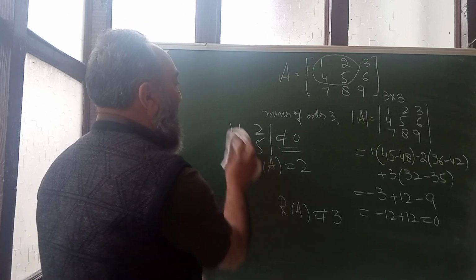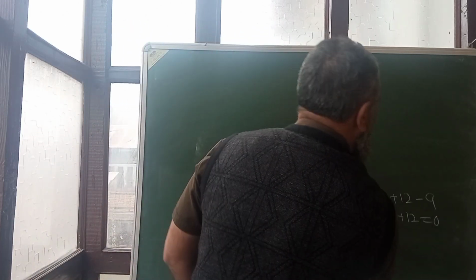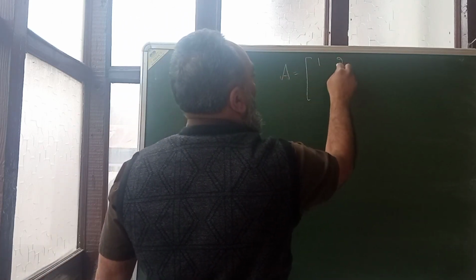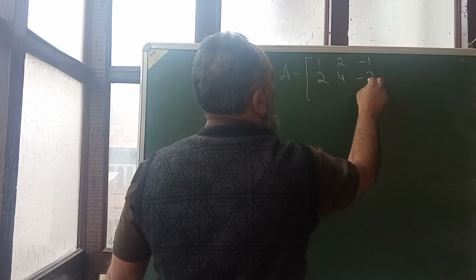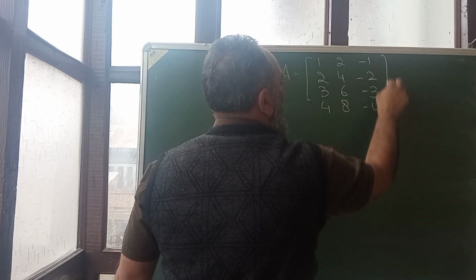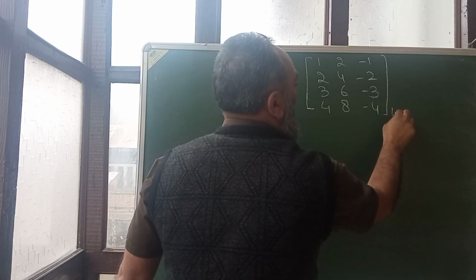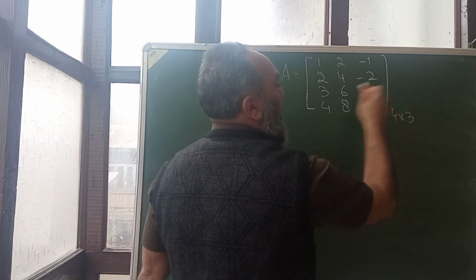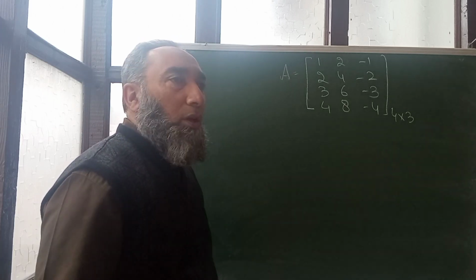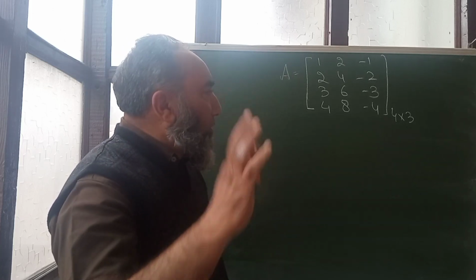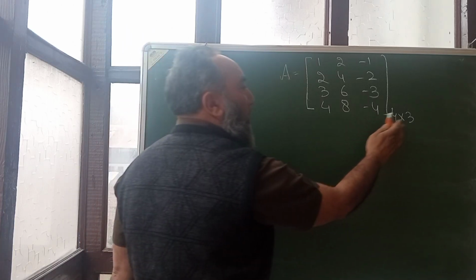Let me give you one more example, which will be a simpler one. A equals 1, 2, minus 1, 2, 4, minus 2, 3, 6, minus 3, 4, 8, minus 4. This is 4 by 3: 4 rows and 3 columns. Horizontal lines are known as rows and vertical lines are known as columns. You know everything about matrices, their operations, adjoint, inverse, symmetric, skew symmetric, orthogonal, unitary, etc. You know that. Now, this is a matrix of order 4 by 3.